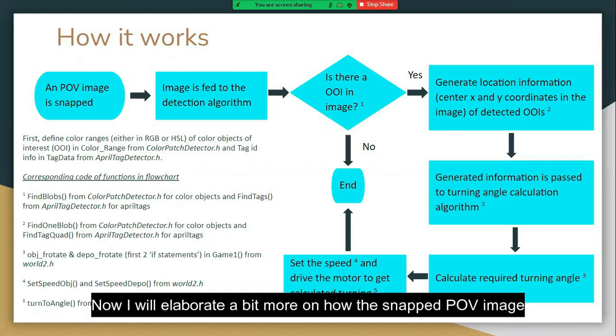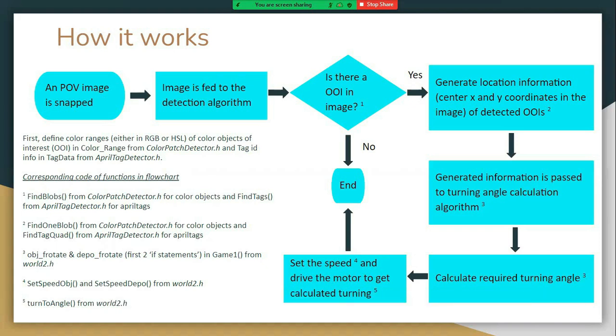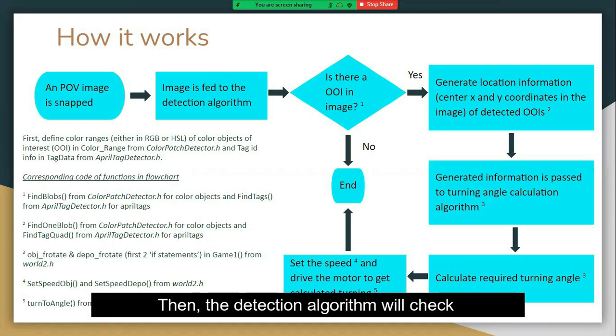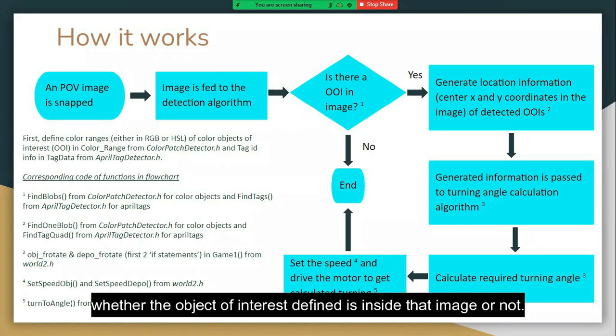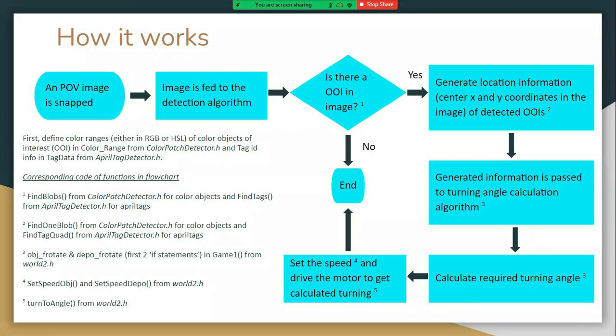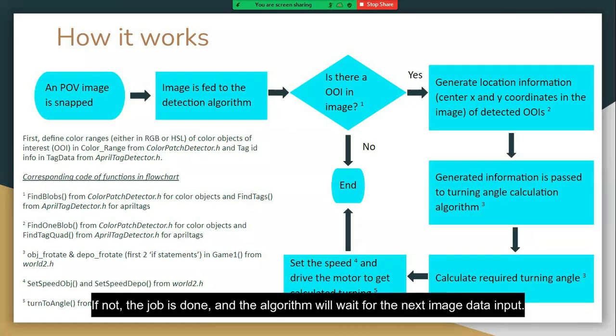Now I will elaborate a bit more on how the snap POV image at a time from the camera will be processed by this program. At any time, a car can access the image data from the simulator, and that data will be fed to the image detection algorithm of the basic program. Then the detection algorithm will check whether the object of interest defined is inside the snap image or not. If not, the job is done, and the algorithm will wait for the next image data input.